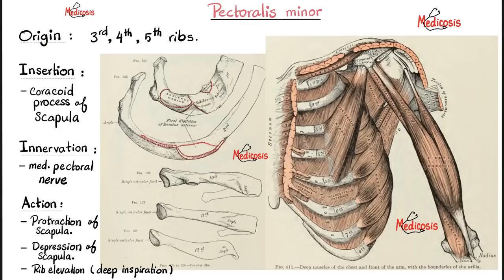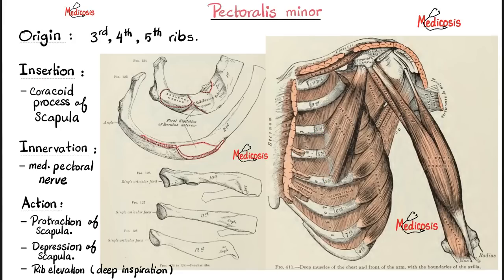Origin and then insertion. Origin. The pectoralis minor muscle is tiny. It takes origin from the third rib, the fourth rib, and the fifth rib. Rib, not costal cartilage. Pectoralis major took origin from the first 6 costal cartilages, not ribs, but minor originates from 3, 4, and 5 ribs, not costal cartilages.